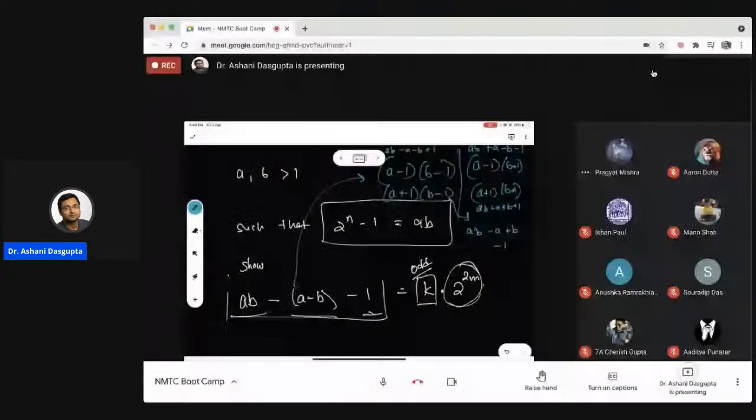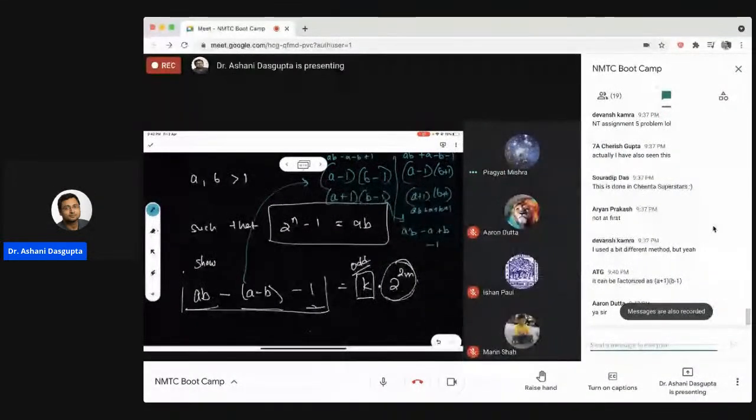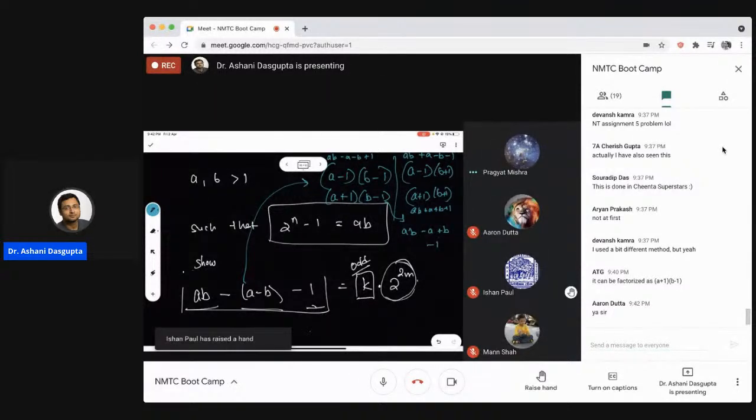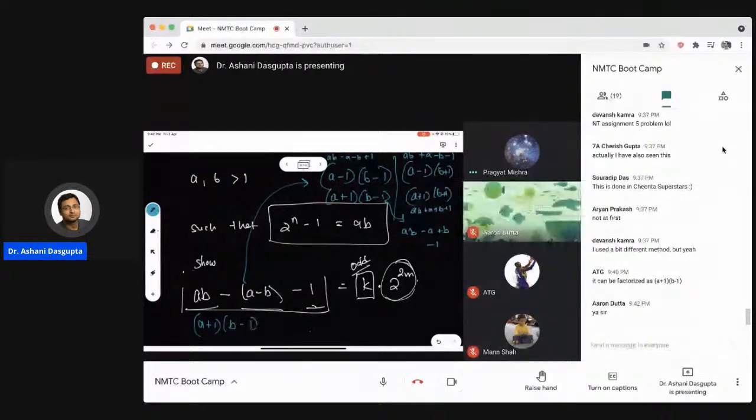So okay, Ishan. Okay, so ATG is saying, and I think ATG is Ashrit. Maybe that's the name. Ashrit, is that you? Yes, sir. Okay, awesome. So this Ashrit is saying that okay, we can factorize this as A plus 1 times B minus 1. So this is the first step. Look at the factorization. Okay, so anyone else?